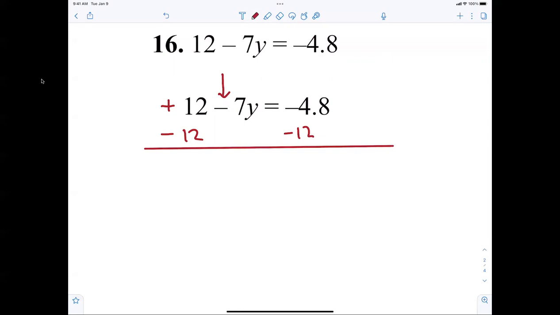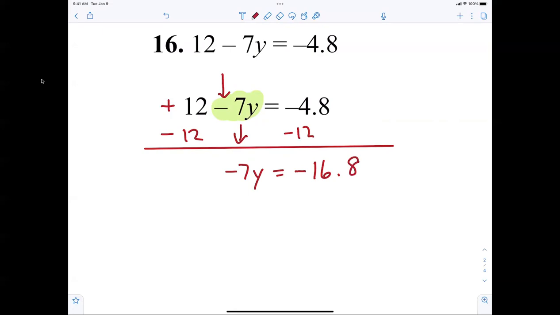So the answer's gonna be positive. I don't know that yet. What do I do? You add them. Bring that down. Now, yes, you add those. What is that? It's gonna be 16.8. And is it positive or negative? It's gonna be positive. Oh, when you're multiplying, sorry, it's gonna be negative. Yes, signs are the same.